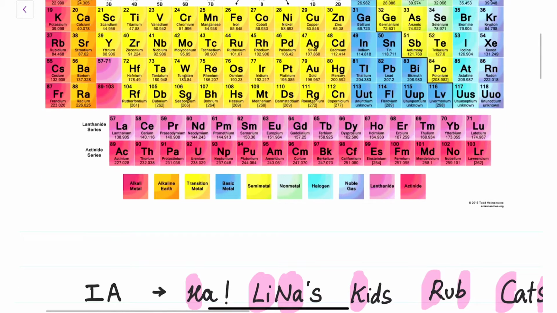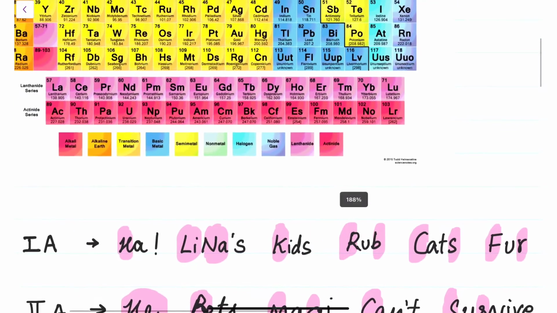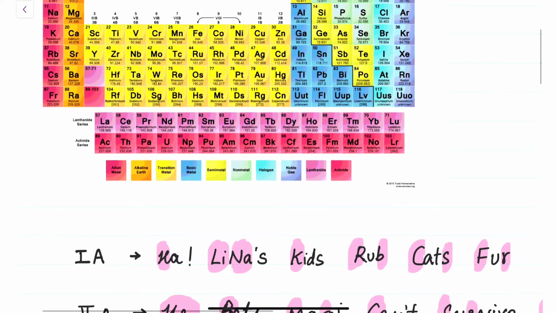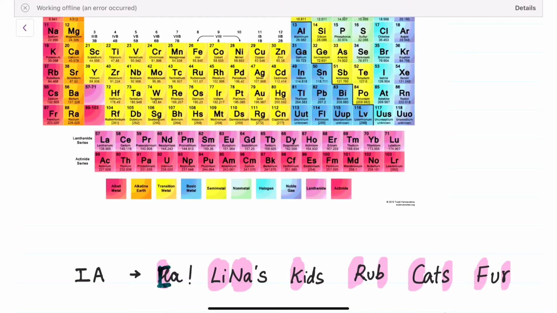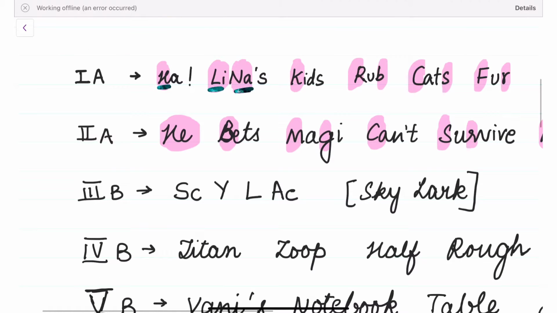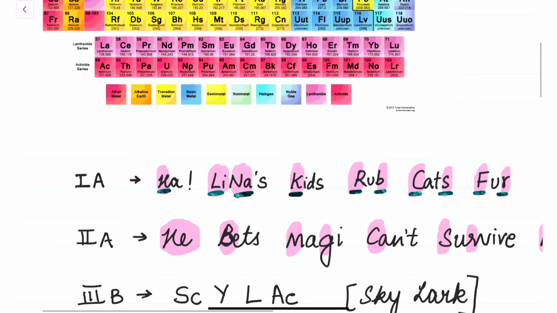So for the 1A group of elements, we have the mnemonic: Ha, Lena's kids rub cat's fur. So this is the trick for 1A group of elements. In Ha, the H is for hydrogen, Li is for lithium, Na is for sodium. So Ha, Lena's kids, K is for potassium, Rub, Rb is for rubidium, Cs is for cesium, and Fr is for francium. So it is Ha, Lena's kids rub cat's fur. That is for 1A group of elements.